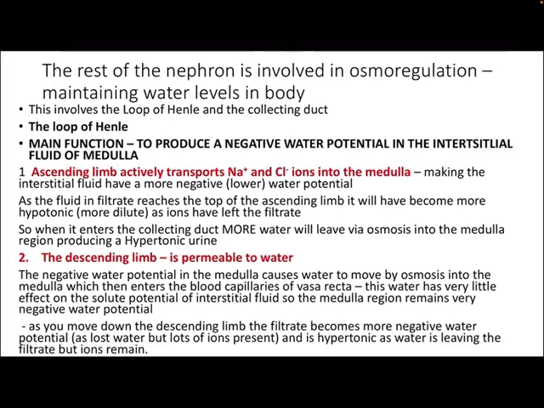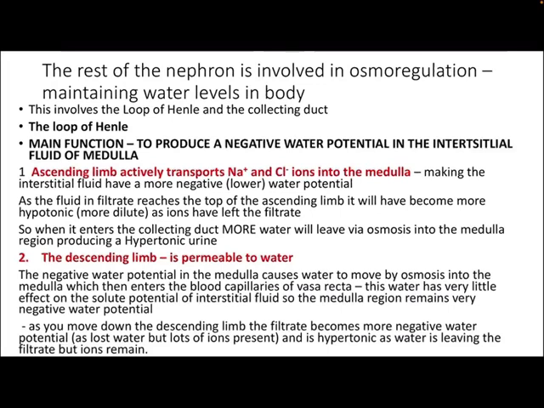The rest of the nephron is involved in osmoregulation, so maintaining the water levels in the body. This involves the loop of Henle and the collecting duct. The loop of Henle's main function is to produce a negative water potential in the interstitial fluid of the medulla.